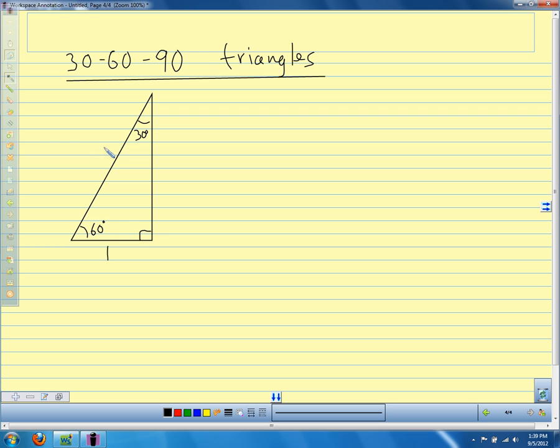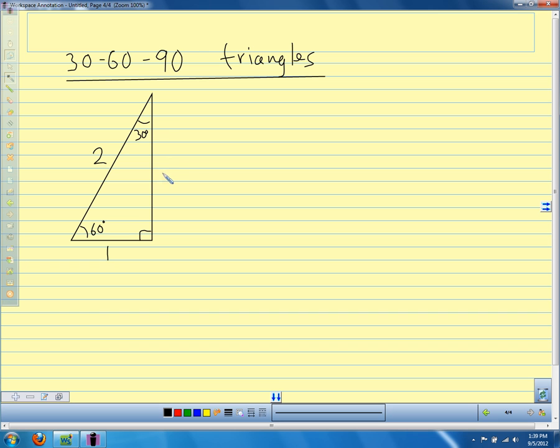I'll give you a hint. A 30, 60, 90 triangle is half of an equilateral triangle. The hypotenuse is double. So this would be one side of the equilateral triangle. This would be half the side. So if our short side is 1 unit long, our hypotenuse is 2 units long.